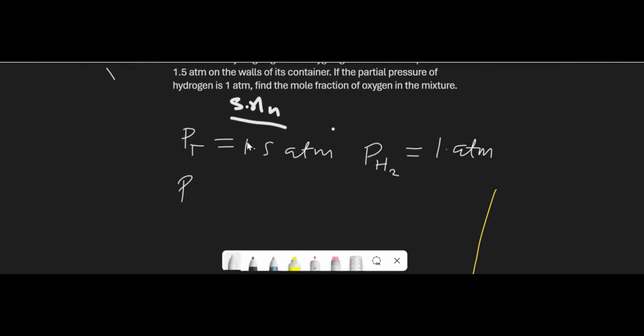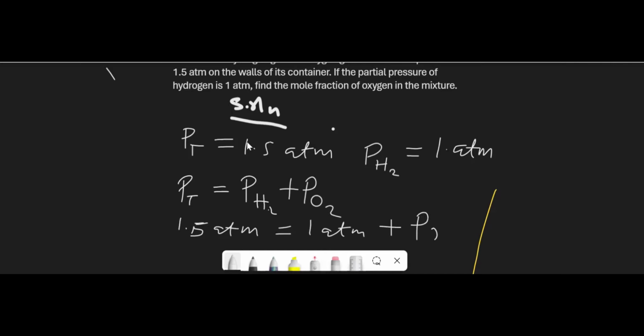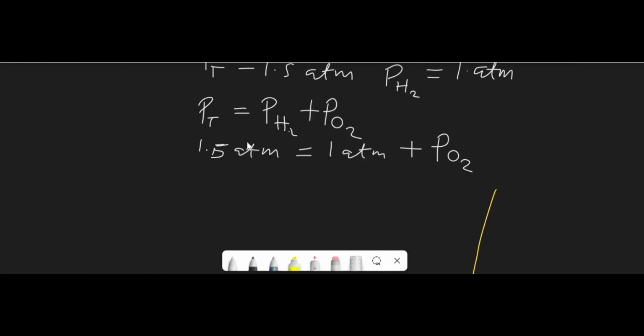from the formula, P total according to Dalton's law of partial pressures. The total pressure of these gases will be the partial pressure of hydrogen plus the partial pressure of oxygen. So we have this. And of course, our P total is equal to 1.5 atm, which equals the partial pressure of hydrogen, which is 1 atm, plus the partial pressure of oxygen. So how are we now going to proceed? This one is also simple.